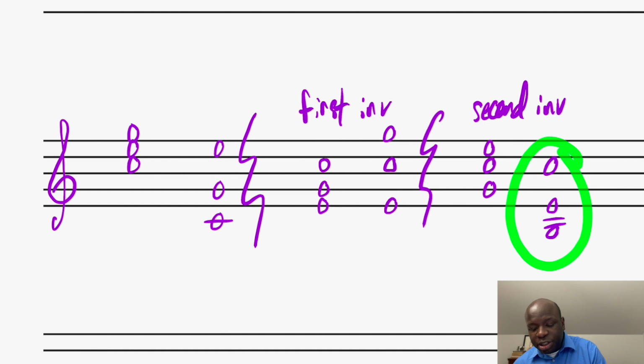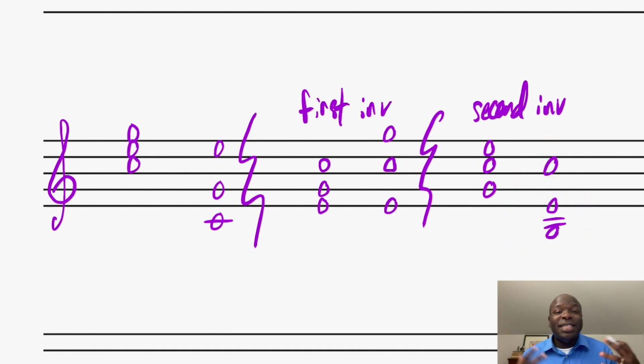So this open position version, where we've flipped the positions of the root and the third, is still a second inversion because we have all of the members of the C major triad and only the members of the C major triad, and I've taken the fifth of the triad and put that in the bass. That's what makes that a second inversion chord.